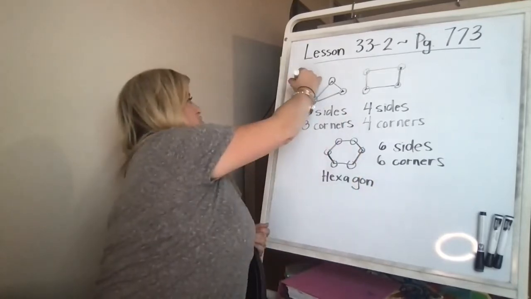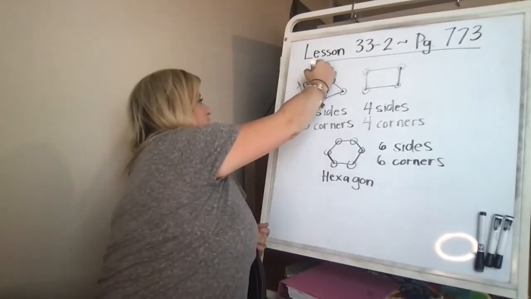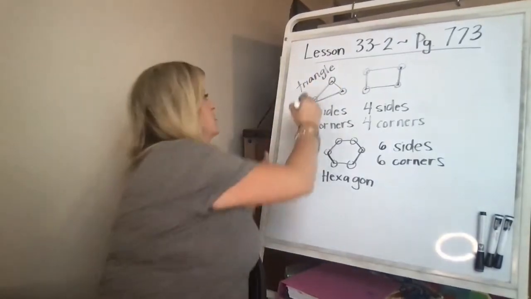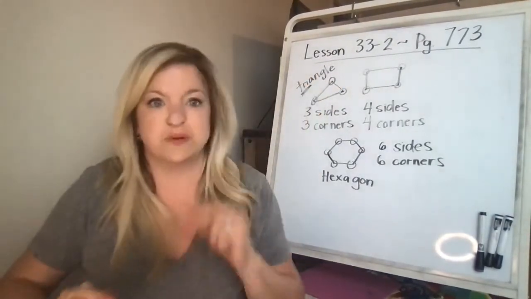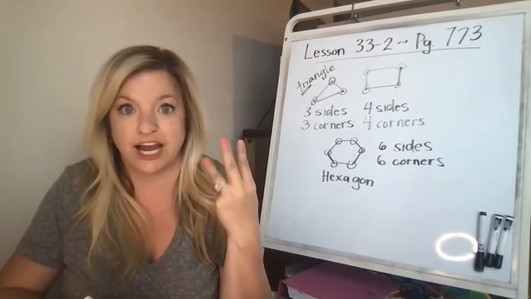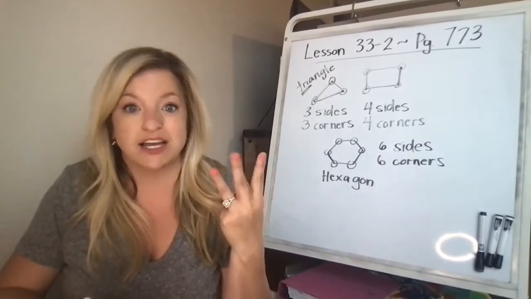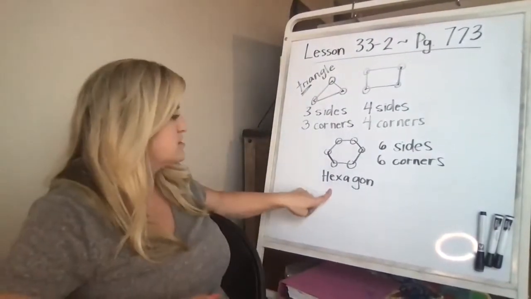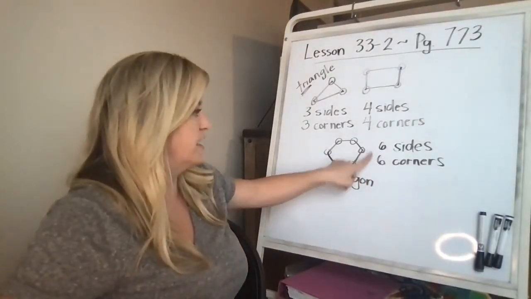And this is a triangle, and tri means 3. So this TRI in there means 3. It has 3 sides, 3 corners. Triangle. Tricycle has 3 wheels, right? Hexagon is 6 sides, 6 corners.